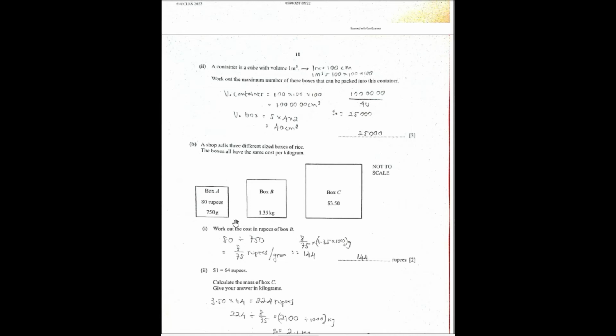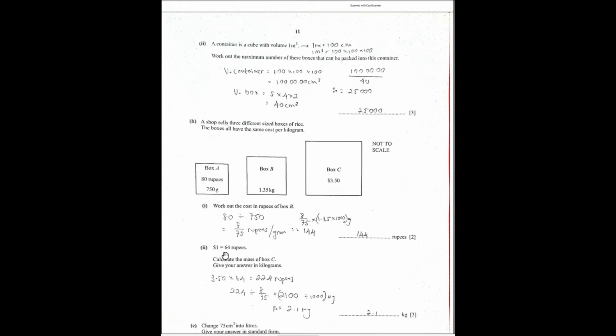Now this 8/75 rupees, we want to multiply it with 1.35 kg. However, we need to convert our kilogram to gram because our original unit for mass of box A is in gram. So 1.35 times 1000 and multiply it with 8/75, we should get 144 rupees.